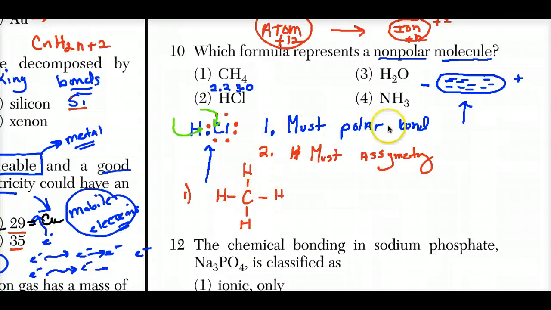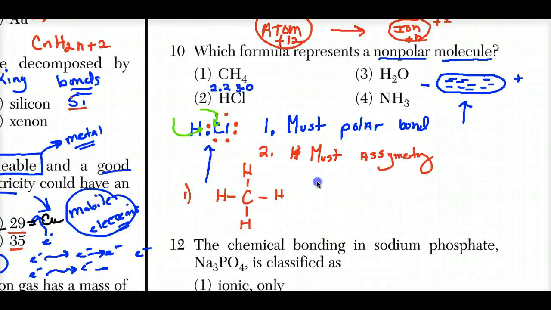So if you look at the postulates here, you must have a polar bond. Okay, good. This one has it. Okay, so these are the postulates to be a polar molecule. It must be asymmetrical. Well, this is symmetrical. So this does not fit the bill to be a polar molecule.